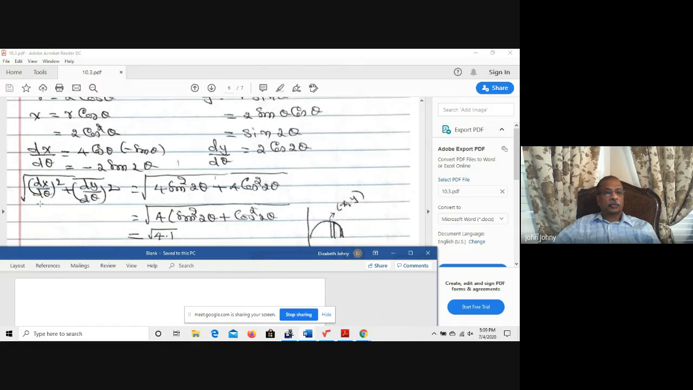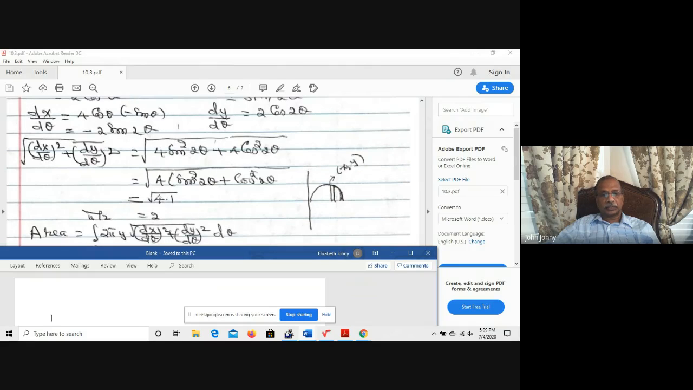Therefore, the square root of (dx over d theta) squared plus (dy over d theta) squared is equal to the square root of 4 sine square 2 theta plus 4 cos square 2 theta. Pull out 4. So square root of 4 times (sine square 2 theta plus cos square 2 theta), which is 1 by the Pythagorean identity. So square root of 4 times 1, which is square root of 4, that is 2.